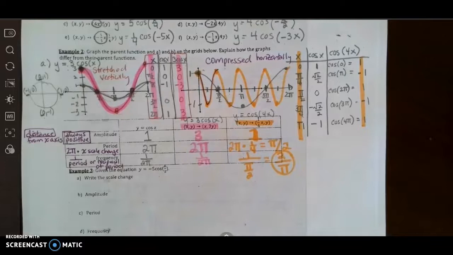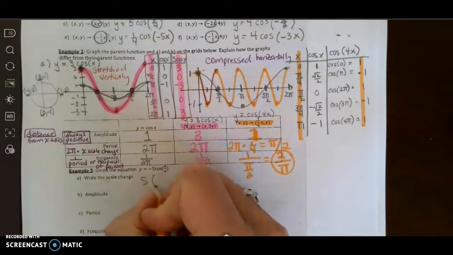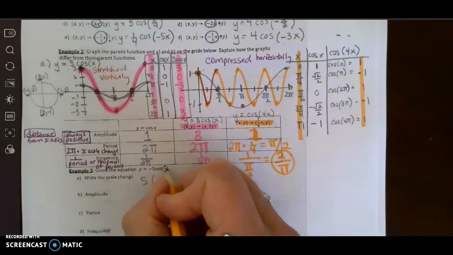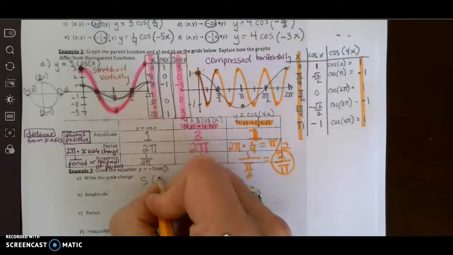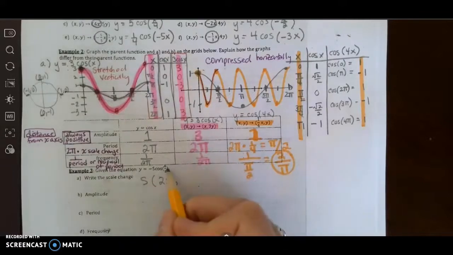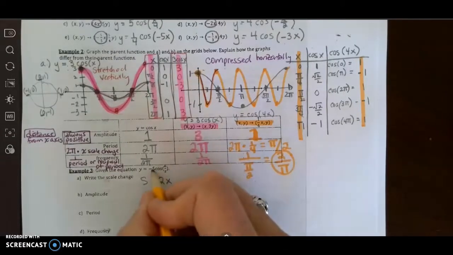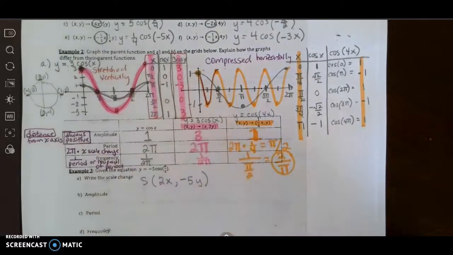Given the equation y equals -5 times the cosine of x over 2, write the scale change. So my scale change is going to be, since it's x divided by 2 in the equation, 2 times x is the scale change, because x lies in the equation. Y tells the truth, so -5y.